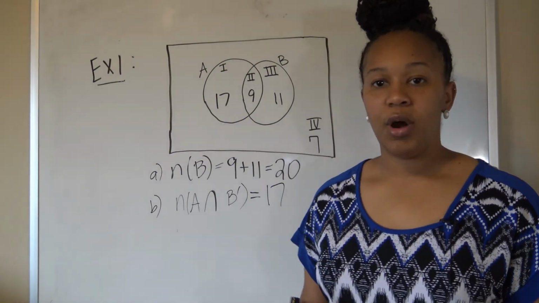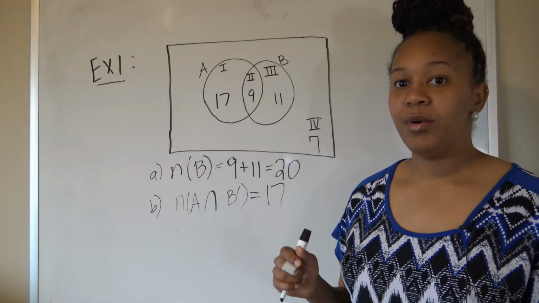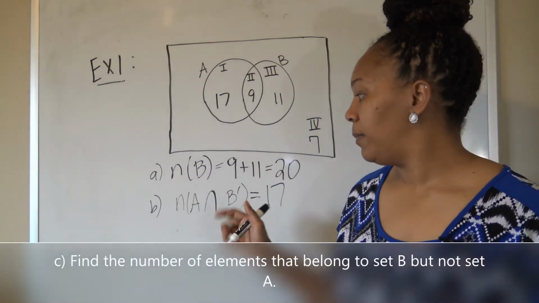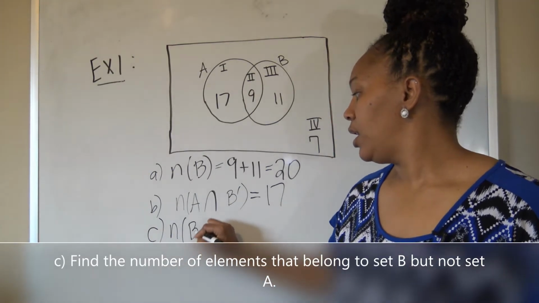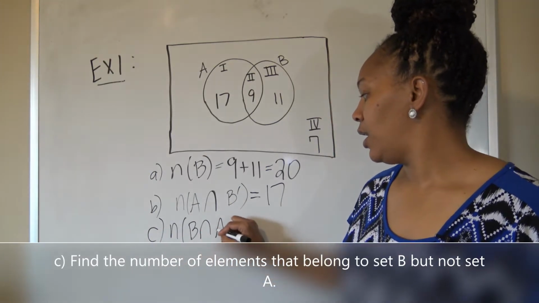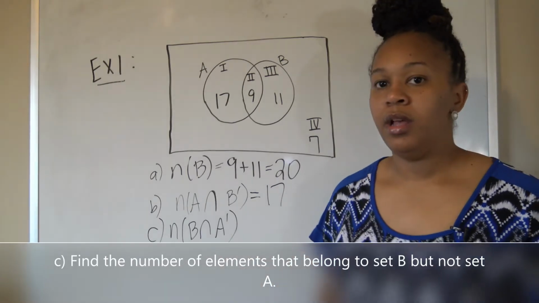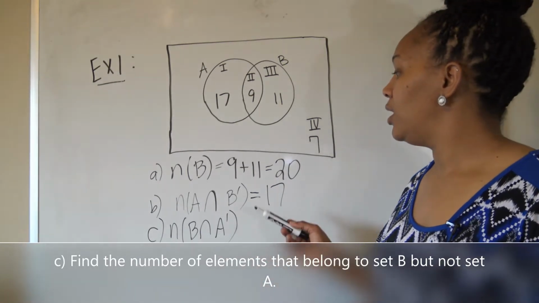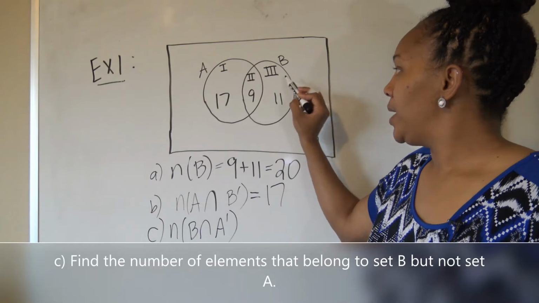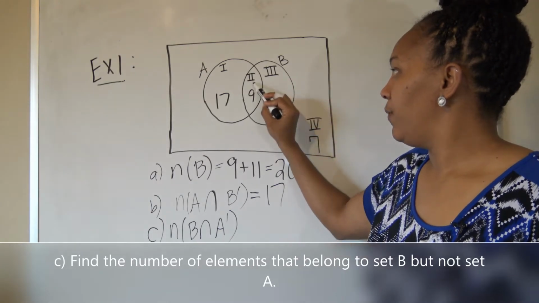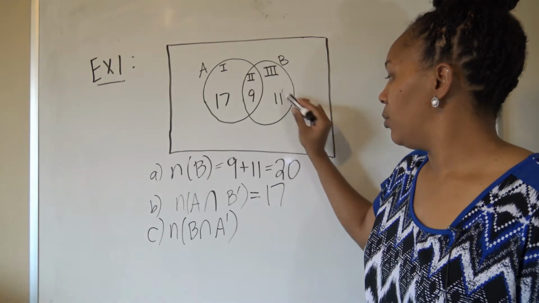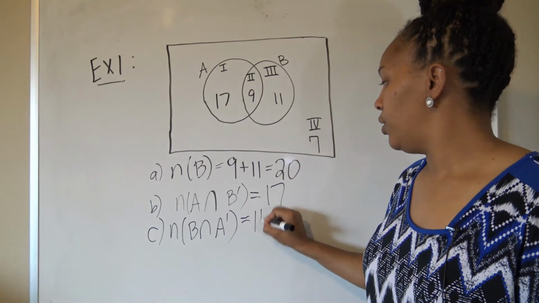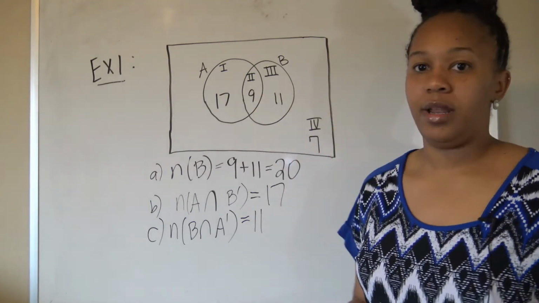For the third part, part C, we want to find the number of elements that belong to B but not A. So we'll write that as the number of B intersect not A, or A complement. That means how many things are in B but not in A. If I include this, that includes A. So I only want this number right here, which is 11. So there are 11 things that are in B but not in A.